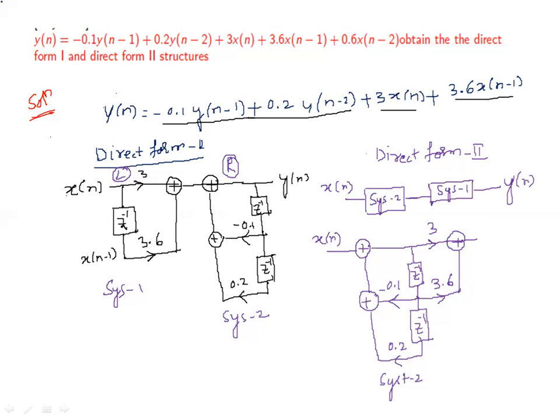This is 3.6 y of n. This is the direct form 2 implementation, so we are calling it figure B. Figure B is for the direct form 2 implementation, and figure A is for the direct form 1 implementation. So this is how we are realizing the given difference equation in terms of direct form 1 and direct form 2.